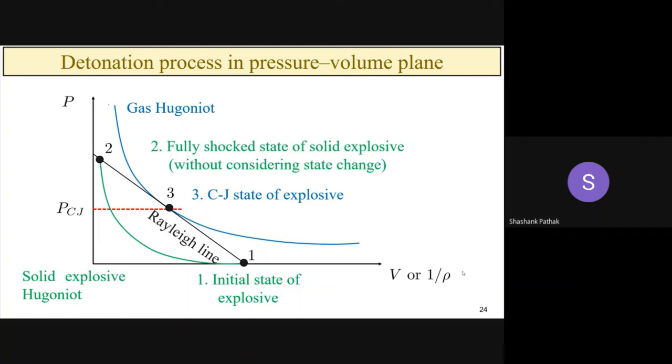Or the best way is to just type gas Hugoniot, solid Hugoniot, Hugoniot curve on Wikipedia or Google Scholar. That will give you enormous material and you can read more. Because of limitation of time, I cannot discuss all that material here, but I'm trying to give you some basic idea of what these kinds of curves are telling you and how they relate the pressure with the density of the explosive material. So explosive material density is changing during the explosion because the shock pressure is also changing. That's why we need to draw all these curves.